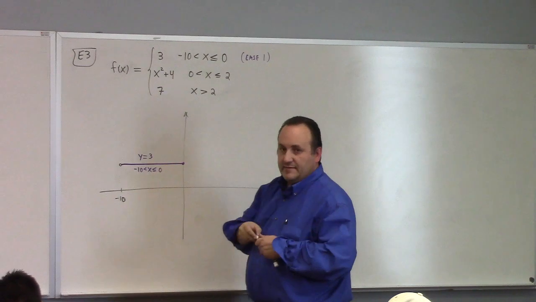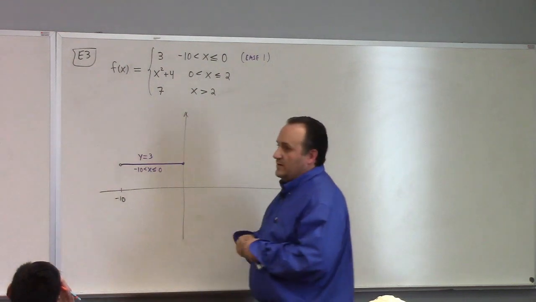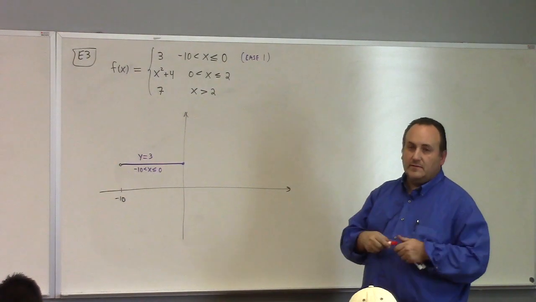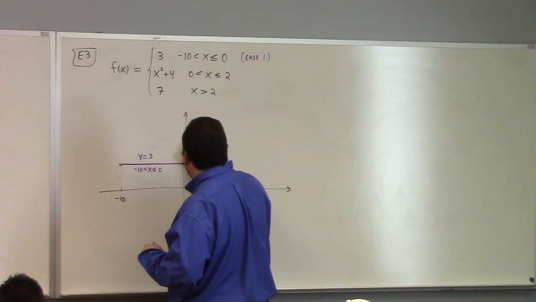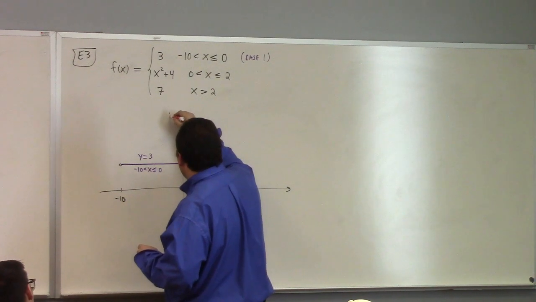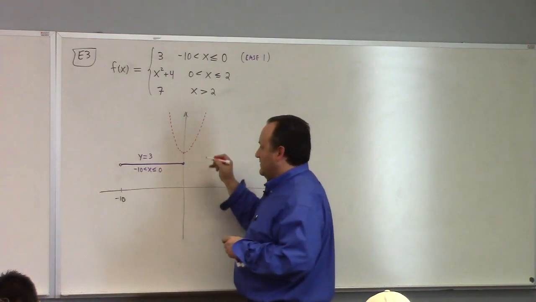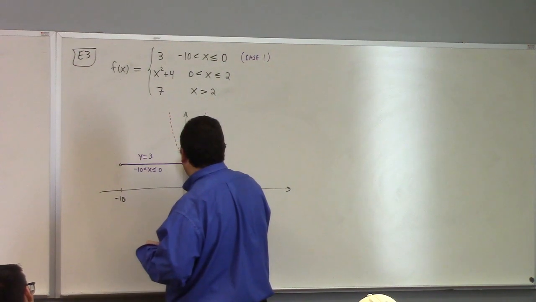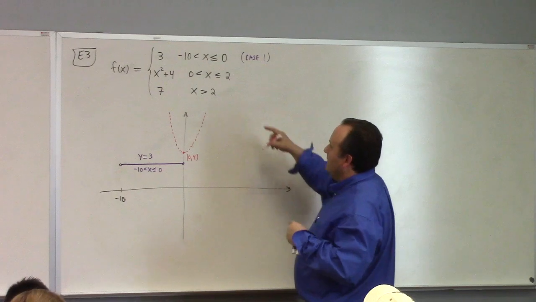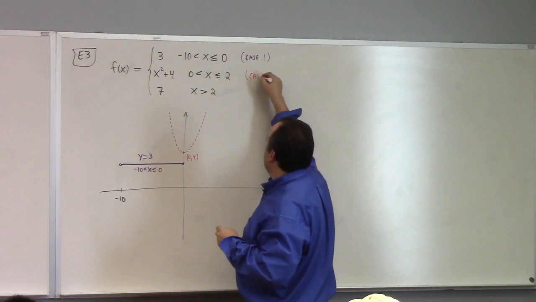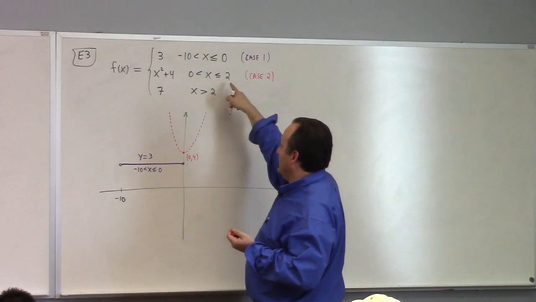Now let me do case two in red. This is y equals x squared plus 4. Well, we know how to graph this already, right? This is a parabola. It starts with a y-intercept of 4. And if I had the whole thing, it would look like this, right? Where this intercept is at 0, 4. But what's the deal? I have instructions here. What are the instructions telling me? They're telling me this is only good for 0 less than x less than 2.